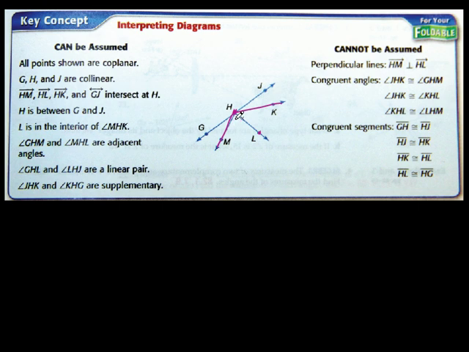Just because it looks like they are, watch this. If I did this, if I just put a line here and a line right there, it sure looks like they're perpendicular, doesn't it? It sure looks like it, but if you don't have that little box there, you cannot say that they're perpendicular. Okay, you cannot say that they're perpendicular. So go through some of these and things that you cannot assume, and here's some things that you can assume, and that'll help you out. All right, that's the lesson.